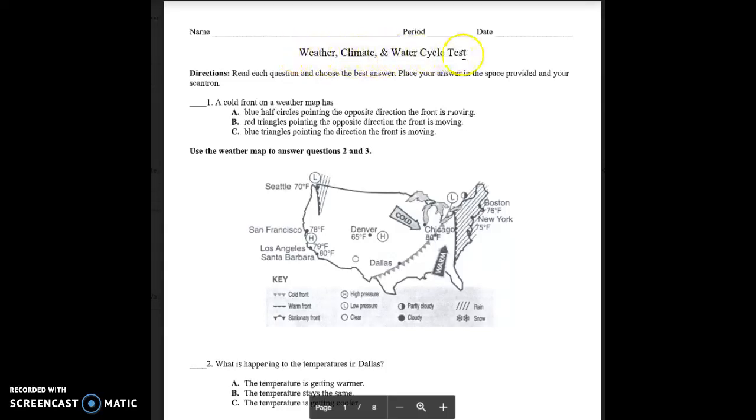Weather, climate, and water cycle test. Directions. Read each question and choose the best answer. Place your answer in the space provided and your Scantron. Number 1. A cold front on a weather map has A.